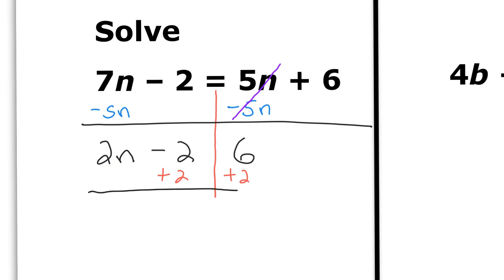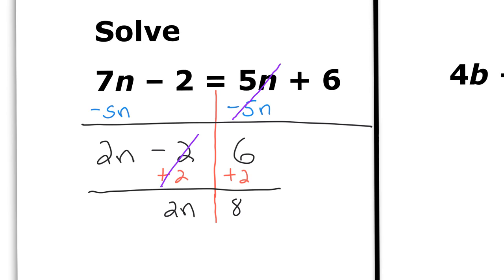And I'm going to cancel these two right here. Negative 2 plus 2 is 0. I bring down the 2n on the left side, and on the other side I combine those two numbers. 6 plus 2 is 8. And finally you can move on to step number 3.